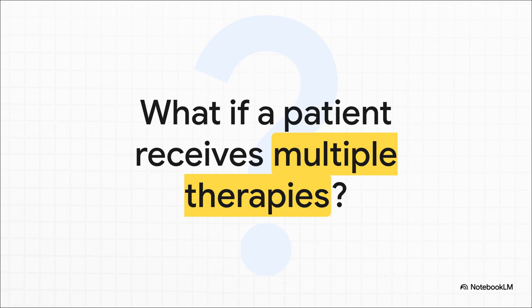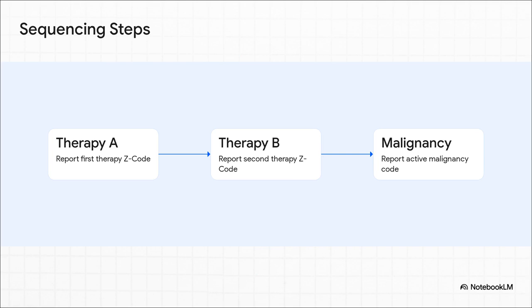So which therapy wins that coveted number 1 slot? The answer is they both do. You literally do not pick one therapy over the other arbitrarily. You must report both Z codes. Step 1 and Step 2 are going to be your Z codes. For example, Z51.0 and Z51.11, snapping into slots number 1 and number 2. And then Step 3 is your active malignancy code, which remains anchored safely right below them at slot number 3.